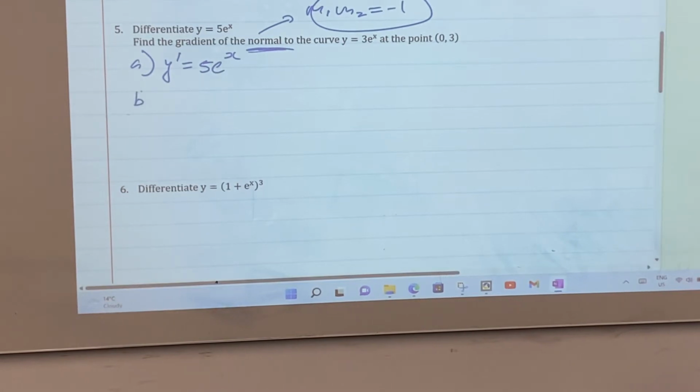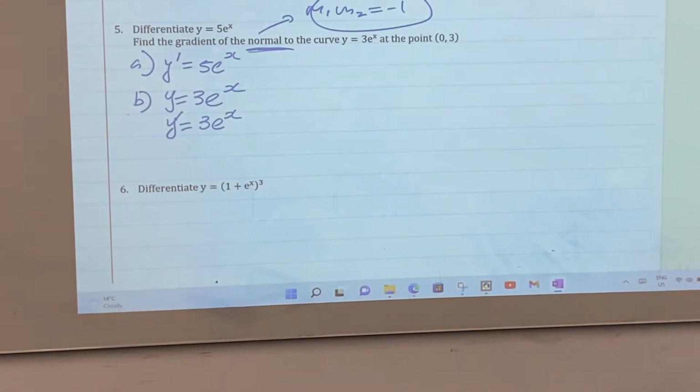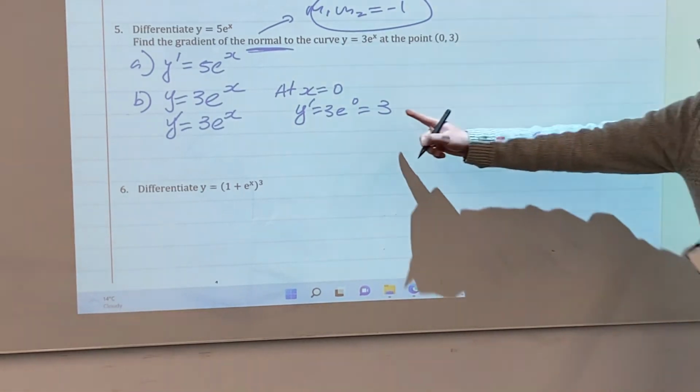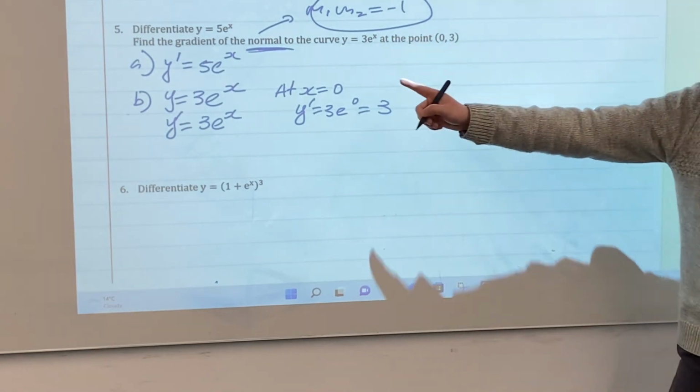So what's the derivative? y equals 3e to the power x. What's the derivative? It's 3e to the power x, right? And you can verify that using decimals. At the point 0, 3, so at x equals 0, the gradient is 3e to the power 0, which is 3, because e to the power 0 is 1. 3 times 1 is 3. Now, we know the gradient, we know the point. Oh, hang on, it's normal.